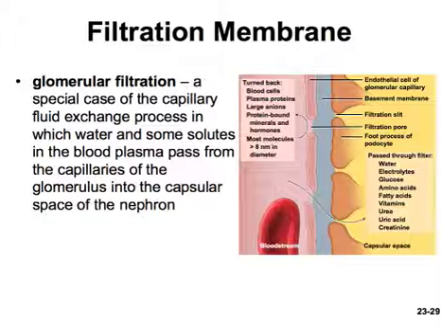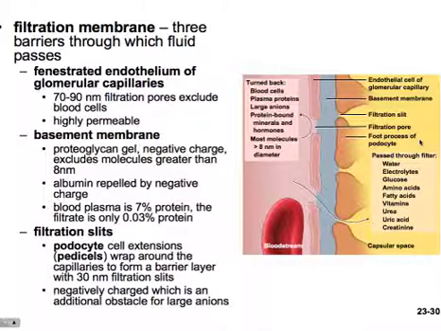Glomerular filtration is a special case of the capillary fluid exchange process that we examined earlier in the semester. In this case, water and some solutes in the blood plasma will pass from the capillaries of the glomerulus into the capsular space of the nephron. There are 3 barriers involved in this filtration membrane. We have the fenestrated endothelium of the glomerular capillaries. Glomerular capillaries exhibit this fenestration, which allows the passage of much more material through the membrane. The filtration pores are about 70 to 90 nanometers.